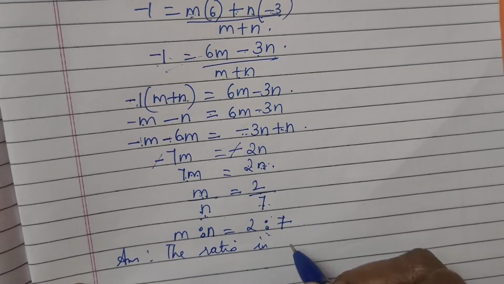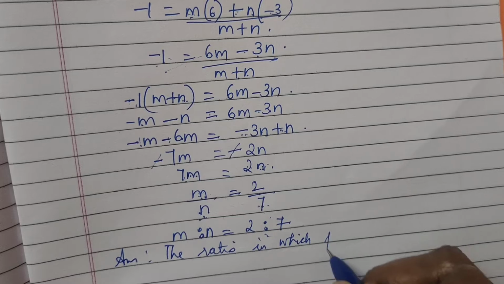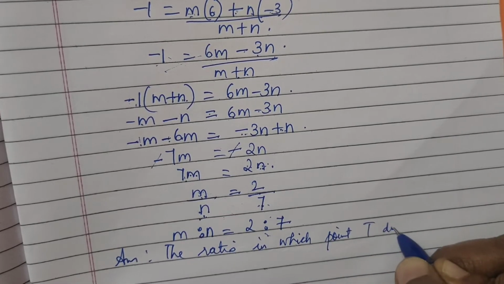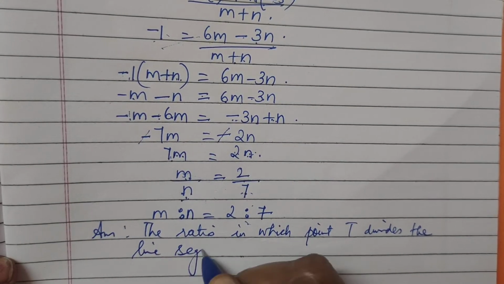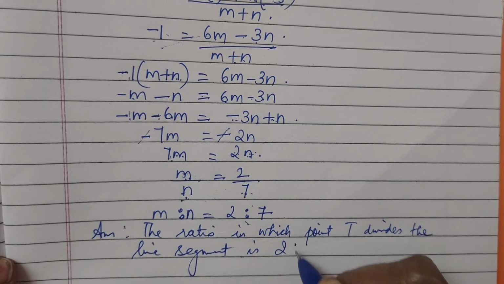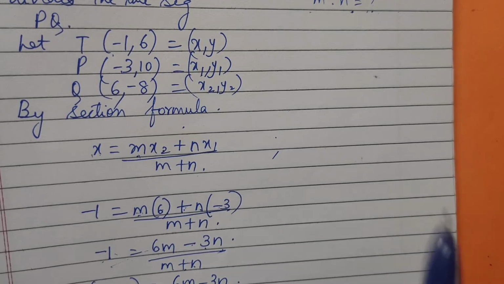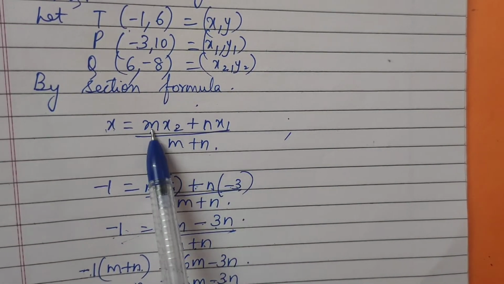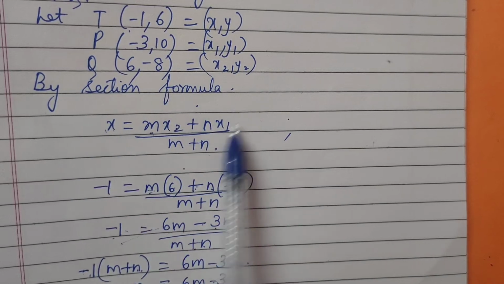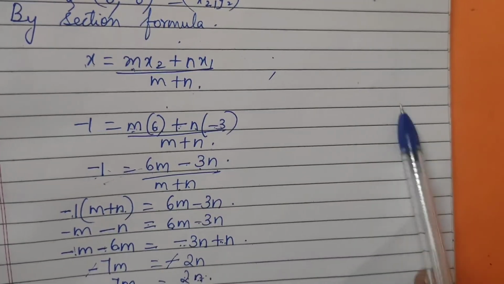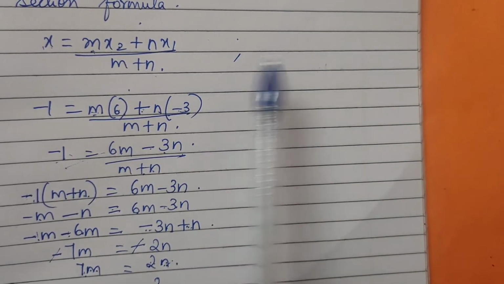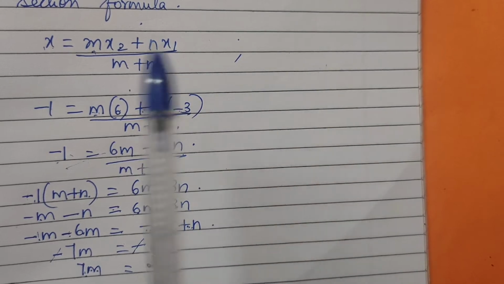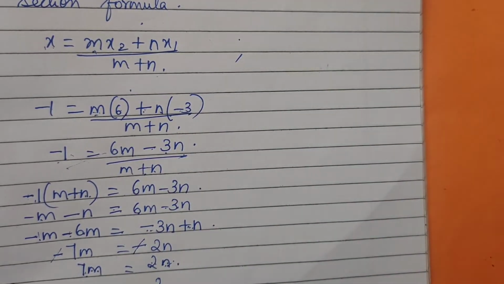The ratio in which point T divides the line segment is 2 is to 7. Clear? How to find it out? Why haven't we written the other formula also? Because here we are interested only in m and n, so one is enough. Even if you do the same with the other, you will get the same answer. When we are asked to find m and n, we can use x or y, it's your choice.